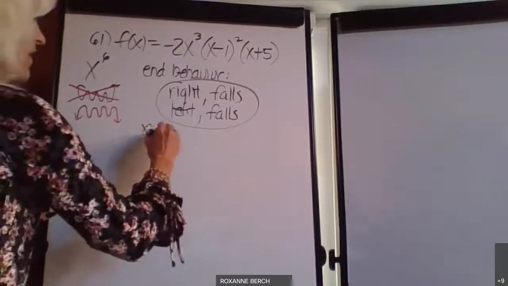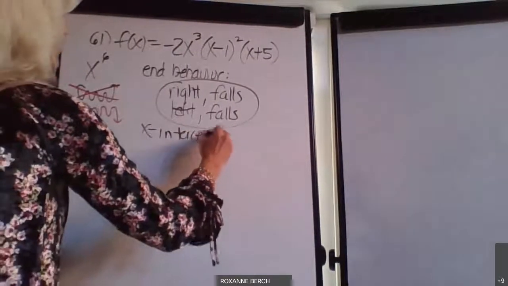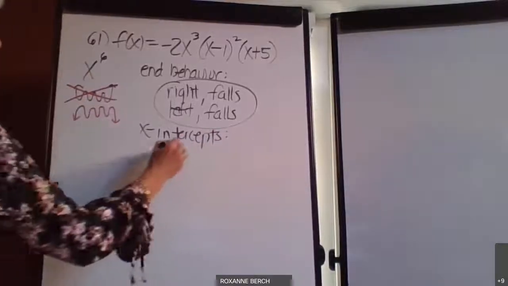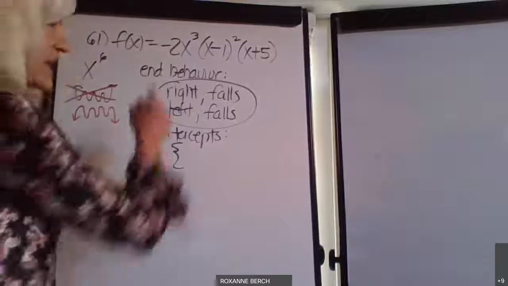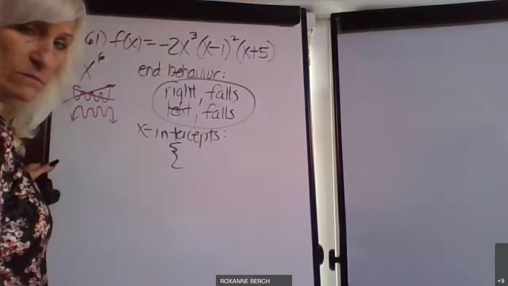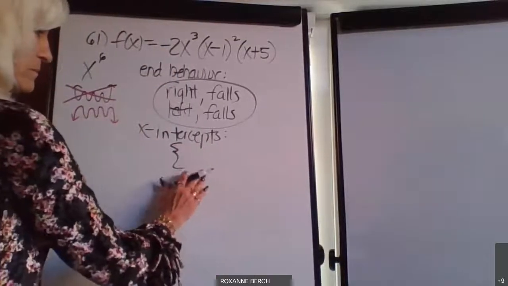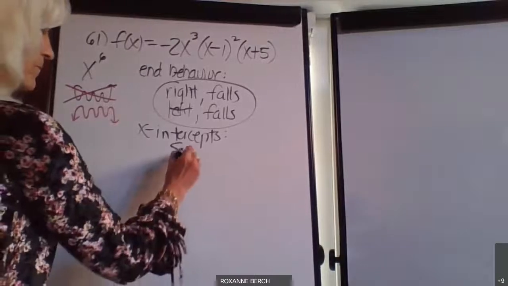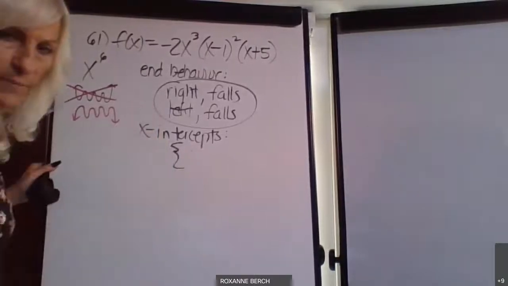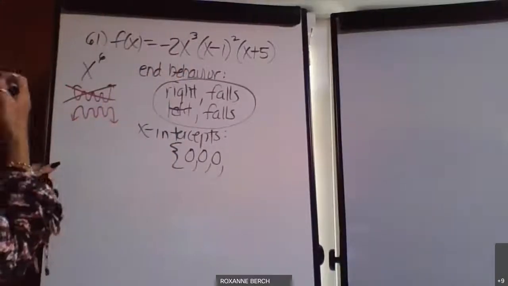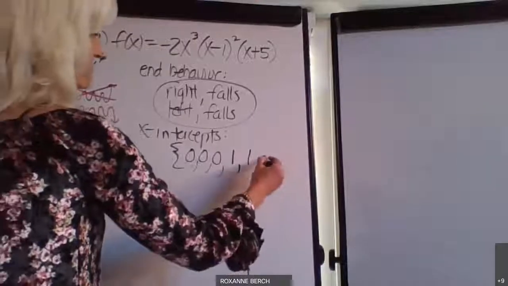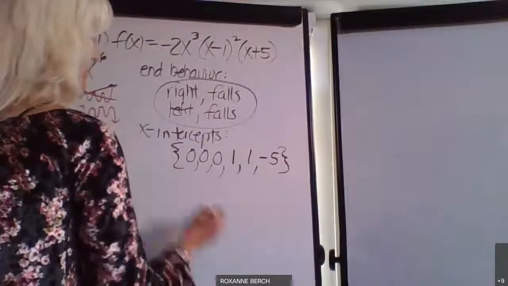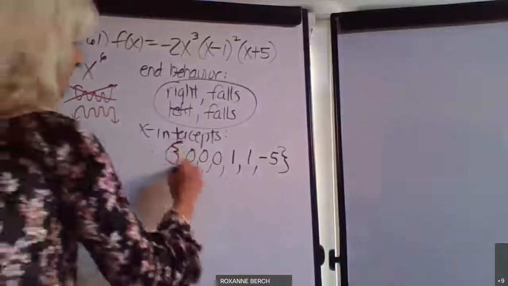Well, the x-intercepts, it's already factored. So what are the x-intercepts? We're expecting 6 solutions. What are they? What's x times x times x? It's x cubed. How many zeros? There are 3 zeros: 0, 0, 0. Next, how many ones? 2. How many negative 5s? 1. And we're expecting 6.